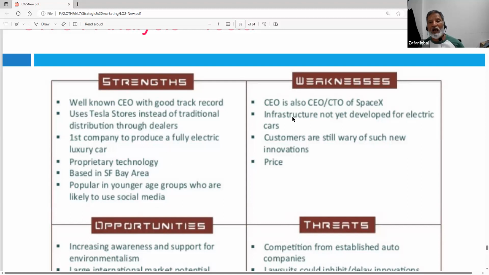That's their strength. And weaknesses are, for example, their customers are still wary of a new innovation. Their infrastructure is not developed for electric cars. Their chief executive is also the chief executive officer or CTO of another company. So that might be a weakness, because they're competing organizations, and the overlapping of duties and responsibilities might have a conflict of interest. So that can be a weakness in that sense.